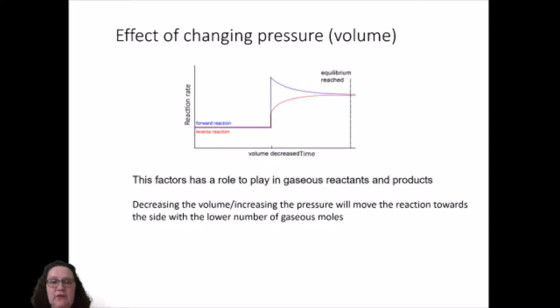If there is a difference, then decreasing the volume, or increasing the pressure, because remember that volume and pressure are inversely related, will move the reaction towards the side that occupies less space, with a lower number of gaseous moles. So an increase in the pressure, a decrease in the volume, for example a decrease in the size of the reaction vessel, will mean that the reaction will move towards the side of the reaction that has the lower number of moles in gas phase.